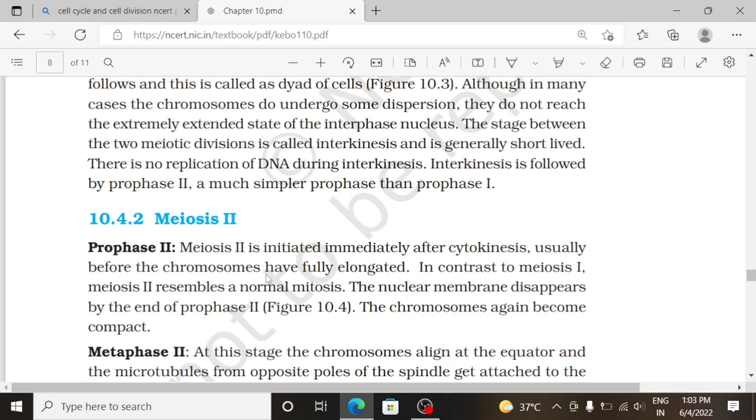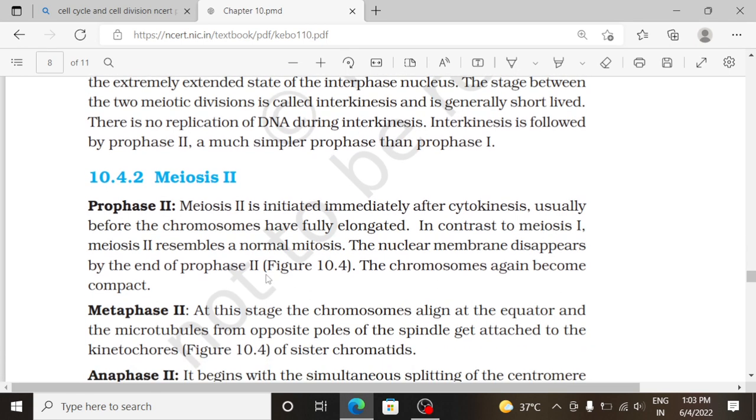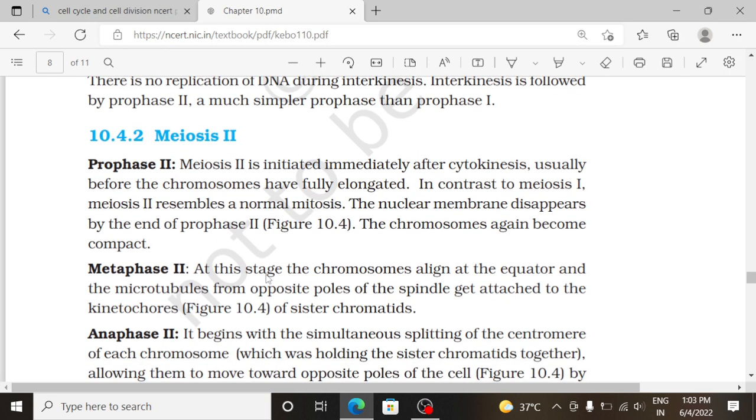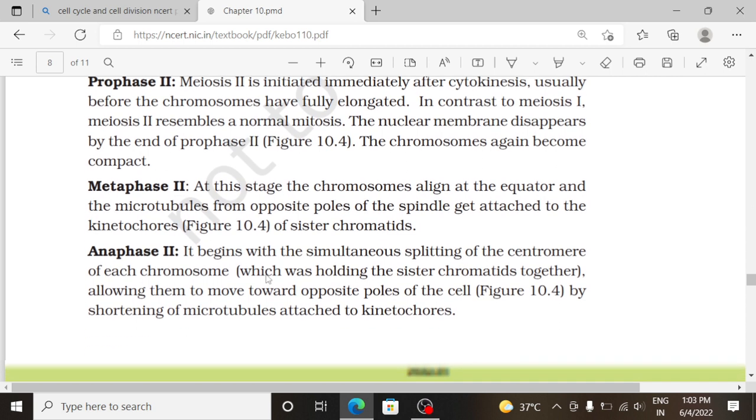Meiosis 2. Prophase 2. Meiosis 2 is initiated immediately after cytokinesis, usually before the chromosomes have fully elongated. In contrast to meiosis 1, meiosis 2 resembles a normal mitosis. The nuclear membrane disappears by the end of prophase 2. The chromosomes again become compact.